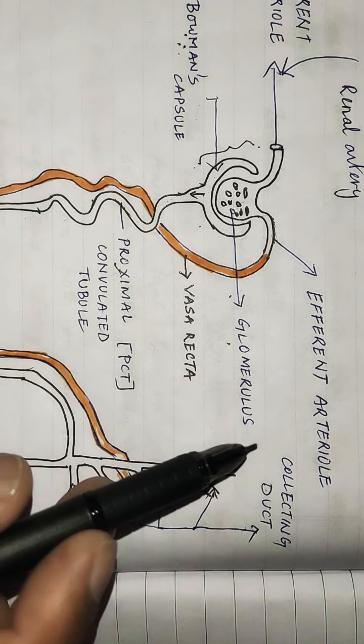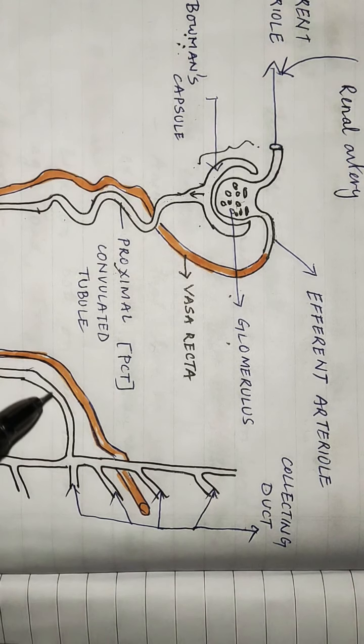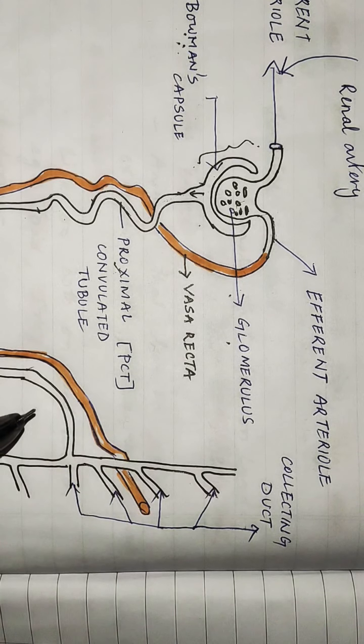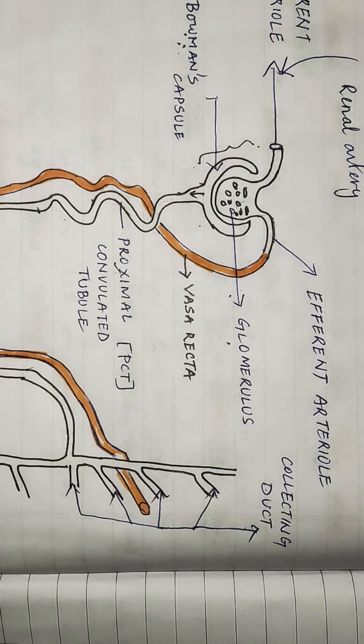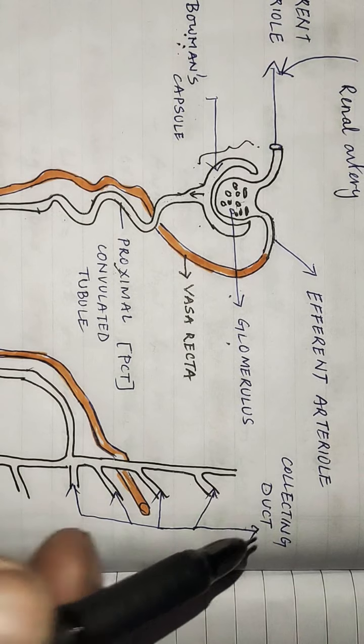What is the main function? The function of the collecting duct is to receive the contents of the kidney tubules and pour it as urine into the pelvis of the kidney. So the main function is to receive all the contents and pour it as urine into the pelvis of the kidney. That is the collecting duct.